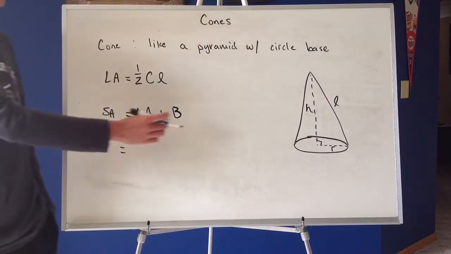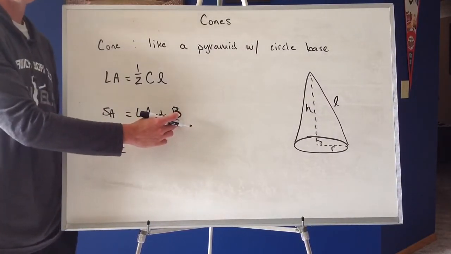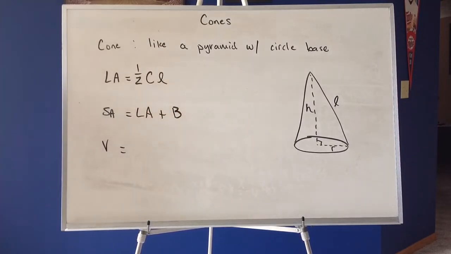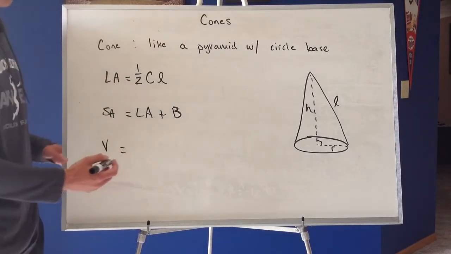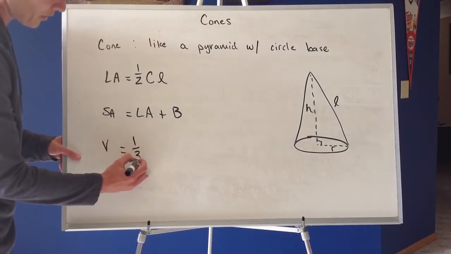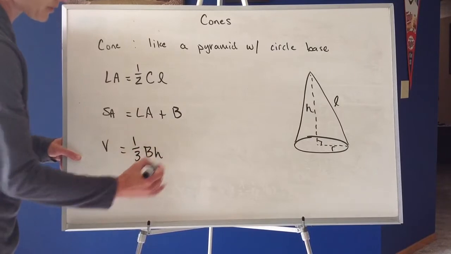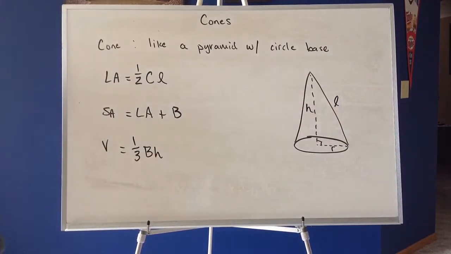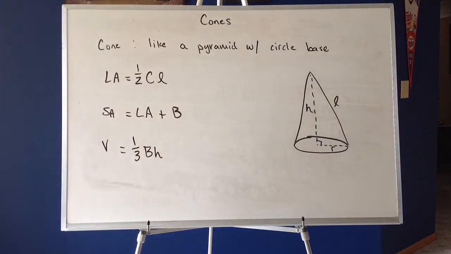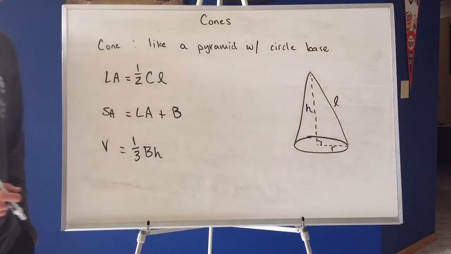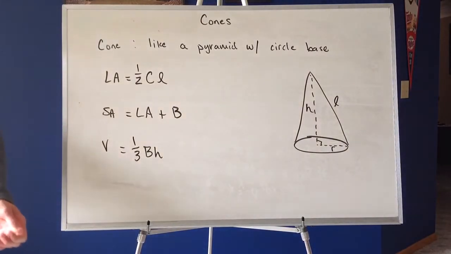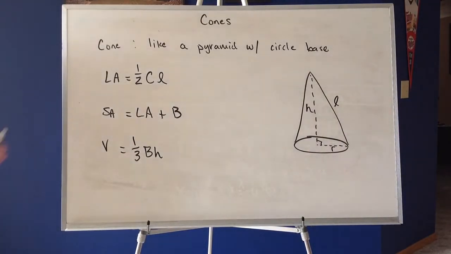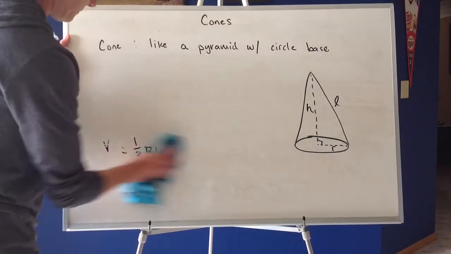This would again be area of the base, but we don't have a 2 in front of it like we did before because we don't have two bases anymore. And then volume is going to be 1/3 area of base times height. So this whole cone can hold 1/3 of what a cylinder would hold with the same circle base. These are the three formulas we're going to be using today for cones. All right, so let's jump right into some examples then.